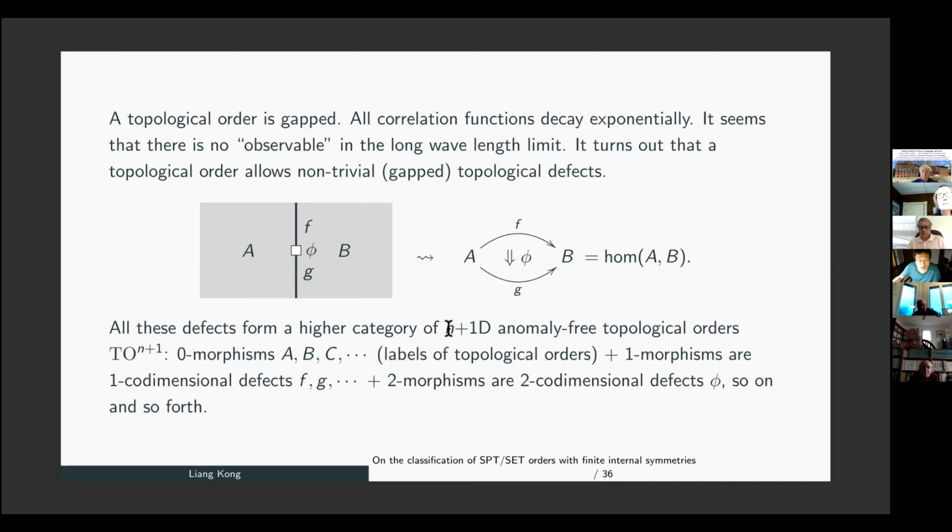But for now, just keep in mind that the higher category has some kind of 0-morphisms. So the basic structure of higher categories is that it has 0-morphisms, which correspond to just topological orders.